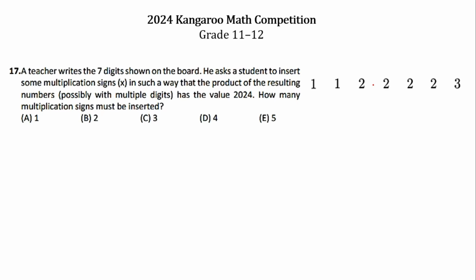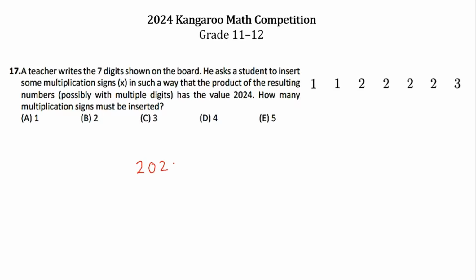Problem 16. A teacher writes the 7 digits shown on the board. He asks a student to insert some multiplication signs in such a way that the product of the resulting numbers, possibly with multiple digits, has the value 2024. How many multiplication signs must be inserted? So let's factor first 2024.